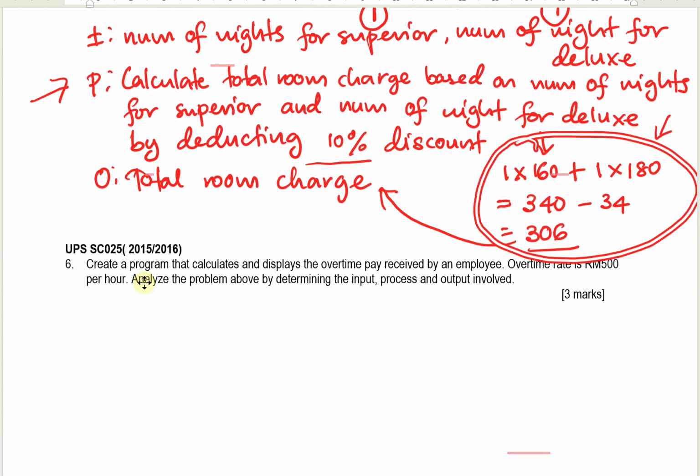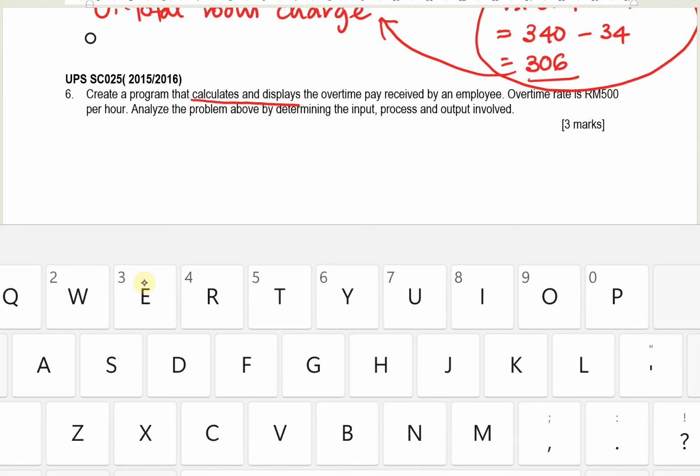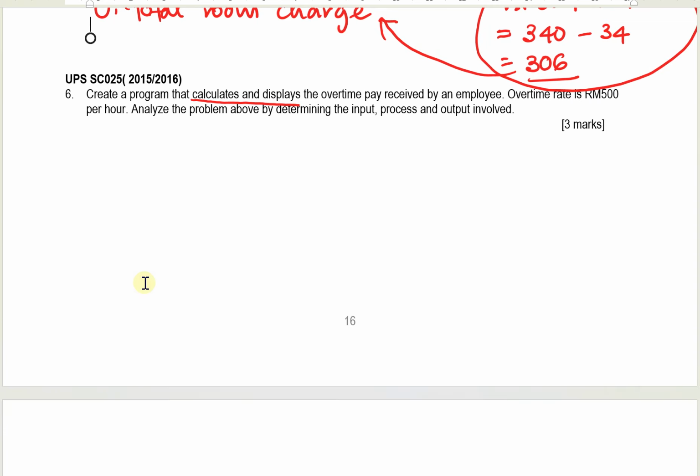Alright, next we move to question number 6. Create a program that calculates and displays the overtime pay received by an employee. The overtime rate is 500 ringgit per hour. Analyze the problem above by determining the input, process and output involved.